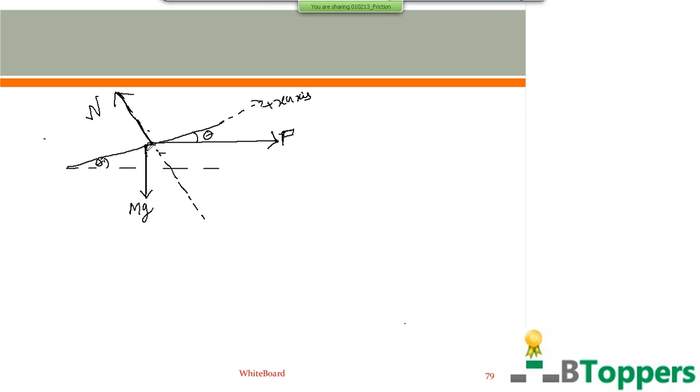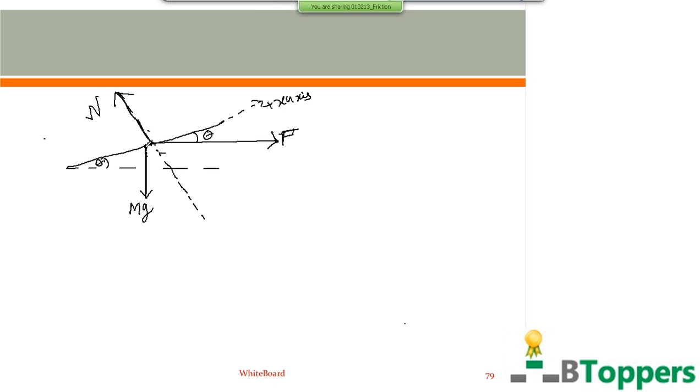So let us consider the forces acting on the block. The first force that acts on the block is its weight mg, which acts vertically downwards, perpendicular to the horizontal base of the inclined plane. And F is the magnitude of the horizontal force applied on the block by an external agent, which pushes the block up along the inclined surface. This horizontal force is parallel to the horizontal base of the inclined plane. It is not parallel to the inclined surface.